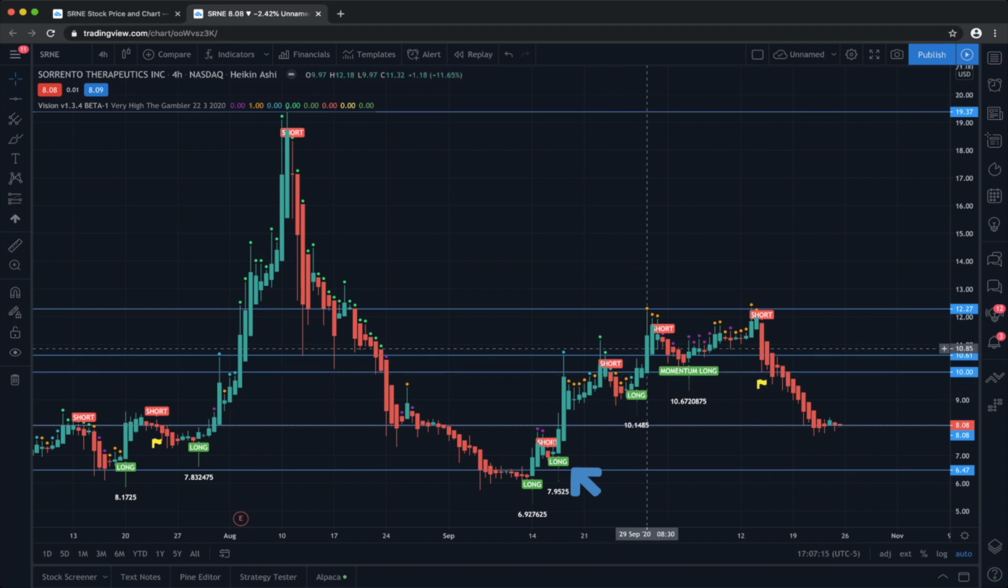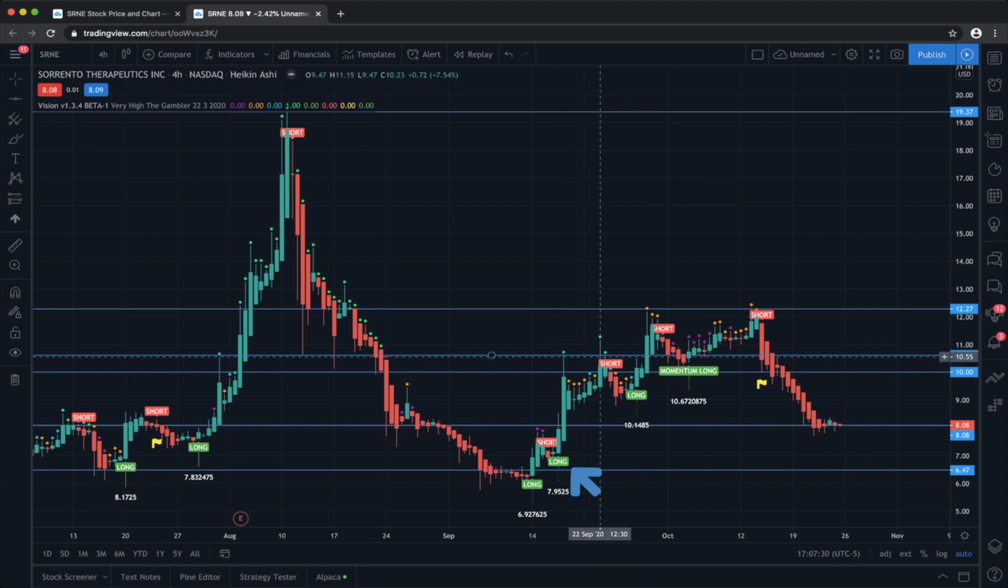Came back down, wanted to come up and test these areas again. Finally broke through it. Went on to our next one at 1227. Couldn't break through it, so it started to come back down. Of course, Vision said to get out of it. And then we had this 1061.